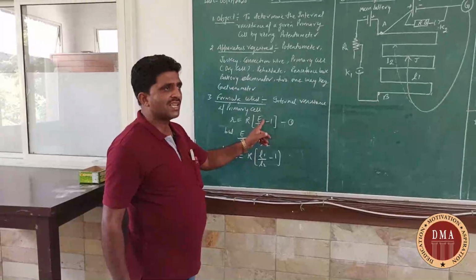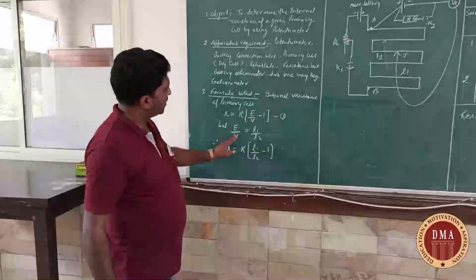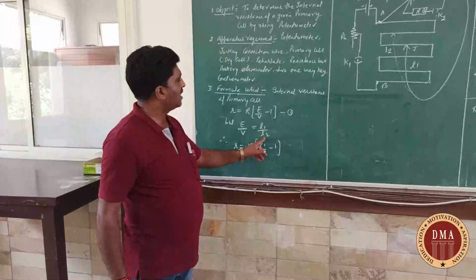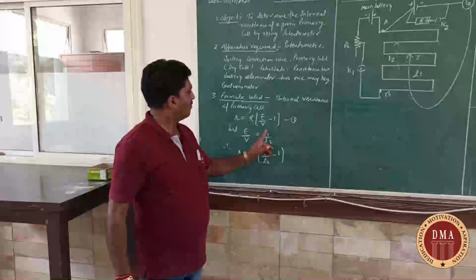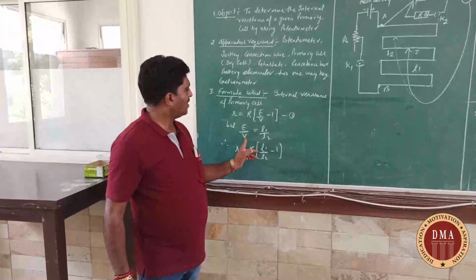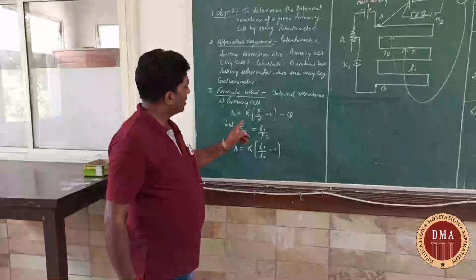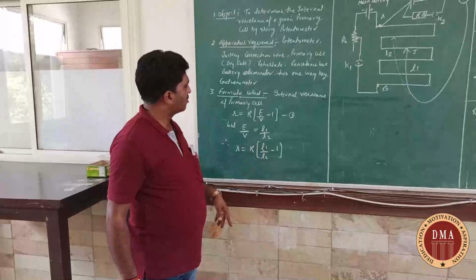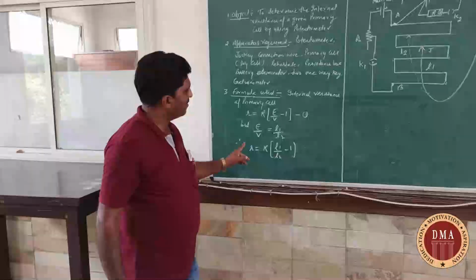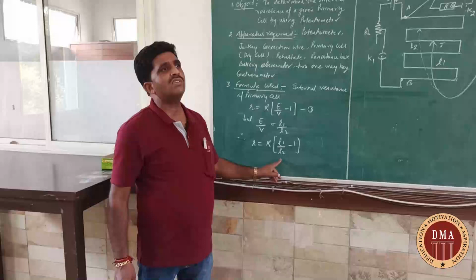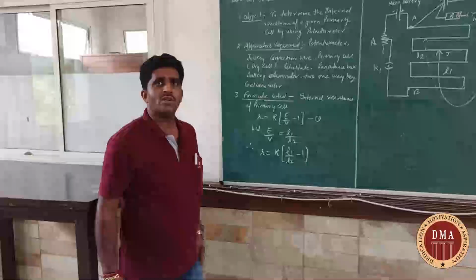We have already proved this formula in theory. The ratio of E and V is equal to L1 by L2. L1 is the null point, the balancing length for EMF, and L2 is the balancing length for terminal potential difference. So in this equation we can put E by V is equal to L1 by L2. So the formula we will use in this experiment is small r is equal to capital R times (L1 by L2 minus 1), where L1 is the balancing length for EMF and L2 is the balancing length for terminal potential difference.